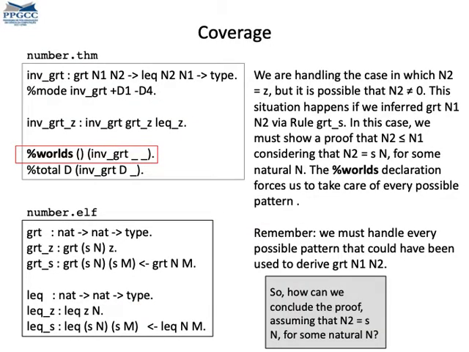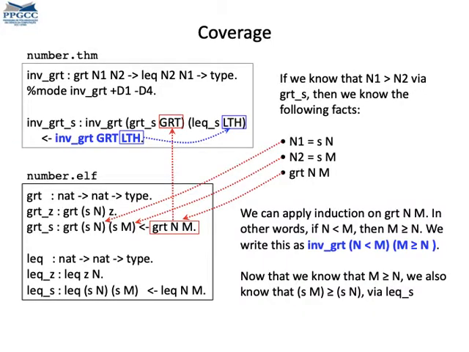We can still conclude that any1 is greater than any2 using rule GRTS. But we have written the proof only for GRTZ, so that will not pass the worlds clause in this script. So how can we add in the rule GRTS to the proof? Here's the proof for GRTS. If we have that any1 is greater than any2 by GRTS, then we know that any1 is the successor of an any1 prime, and any2 is the successor of an any2 prime.